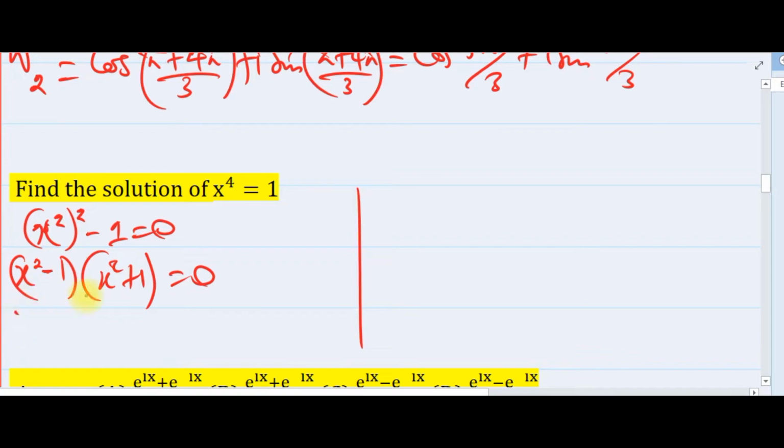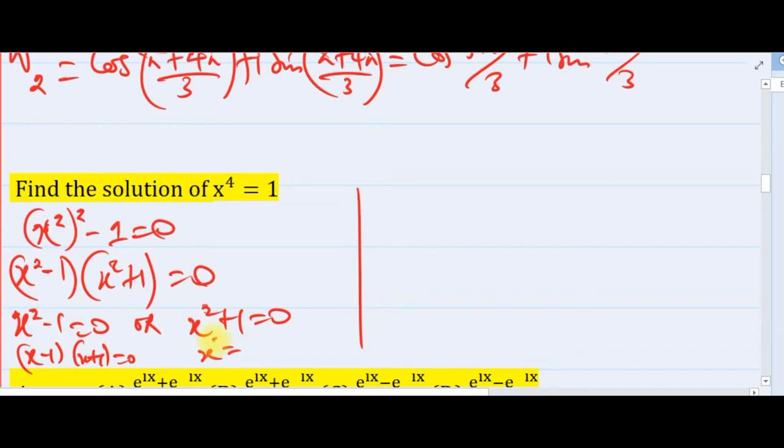From here, the product of two numbers to be 0 means one of them must be 0, but we don't know which one. So it's either the first one is 0 or the second one is 0. So here, this is also difference of 2 squares. So x minus 1, x plus 1 equal to 0. And the other, x squared equals minus 1. So from the first one, x is 1 and minus 1.